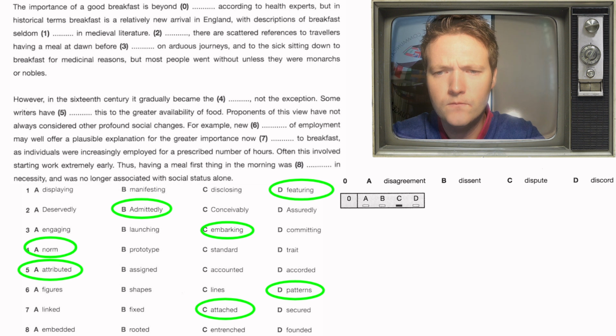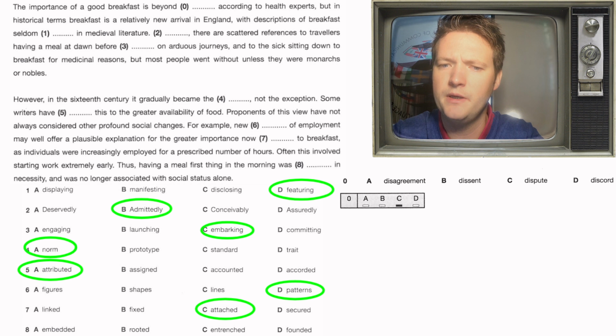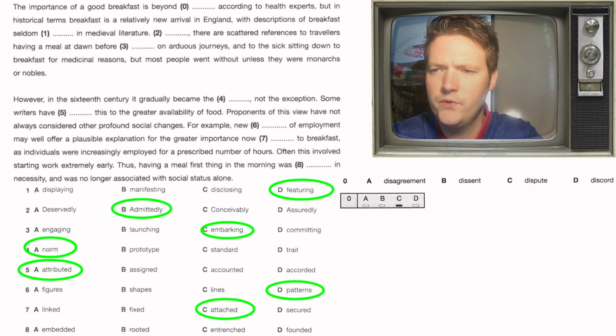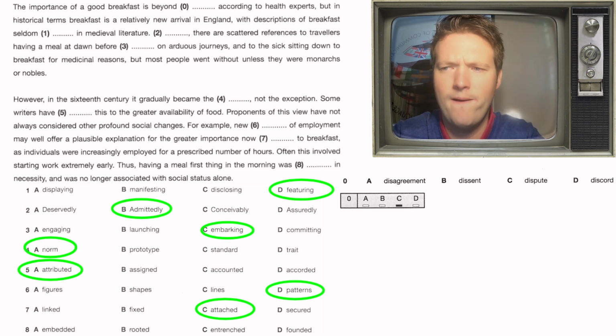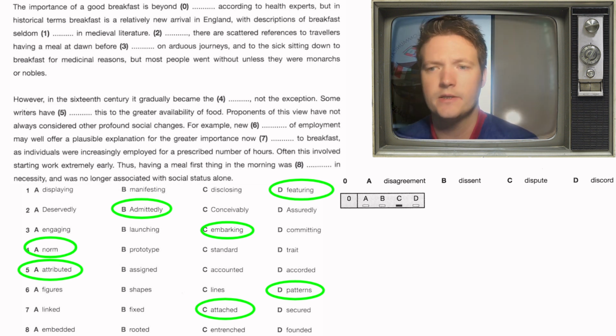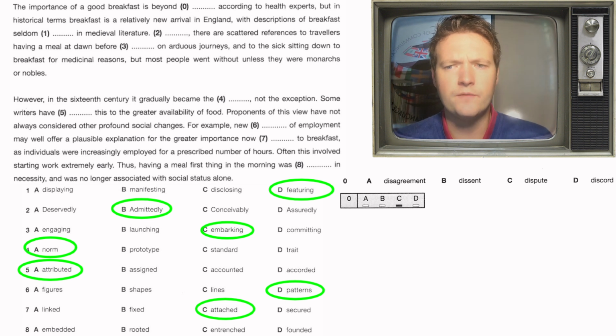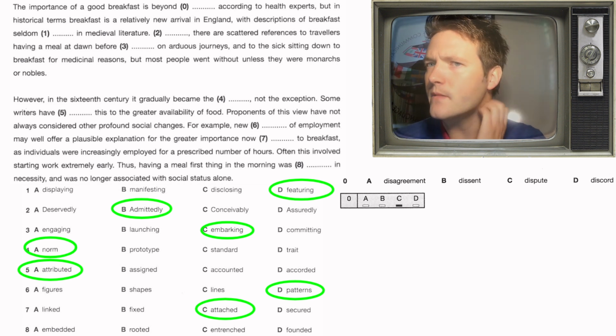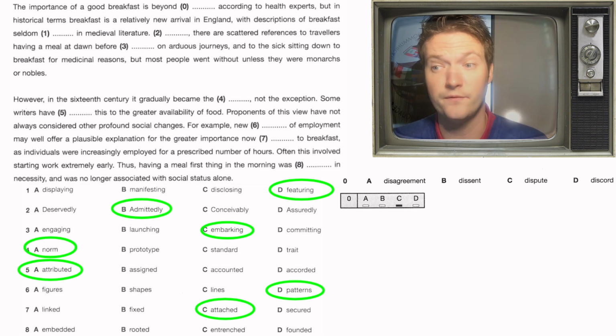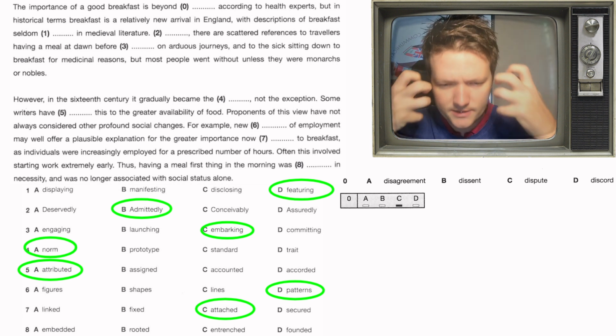Okay. "Often this involves starting work extremely early, thus having a meal first thing in the morning was embedded, rooted, entrenched, founded in necessity, and was no longer associated with social status alone." Okay, so let's have a look at embedded and entrenched, because I think they're pretty much synonymous. So that's a good clue that neither of them are probably right. Something is embedded and something is entrenched. It's like deep inside you.